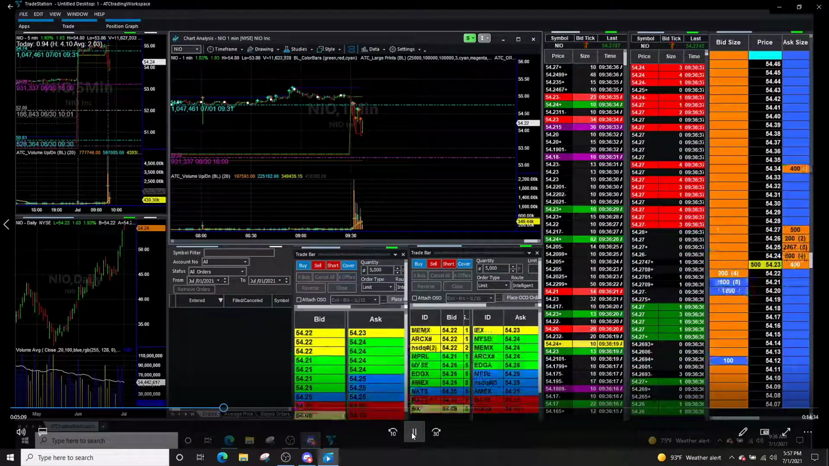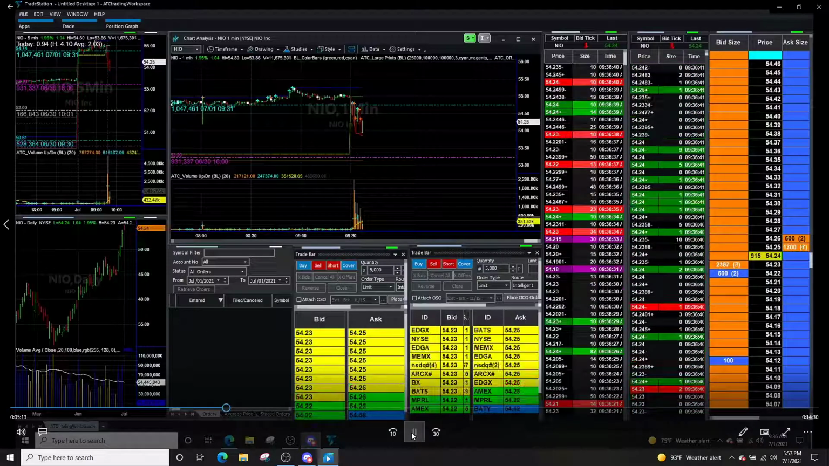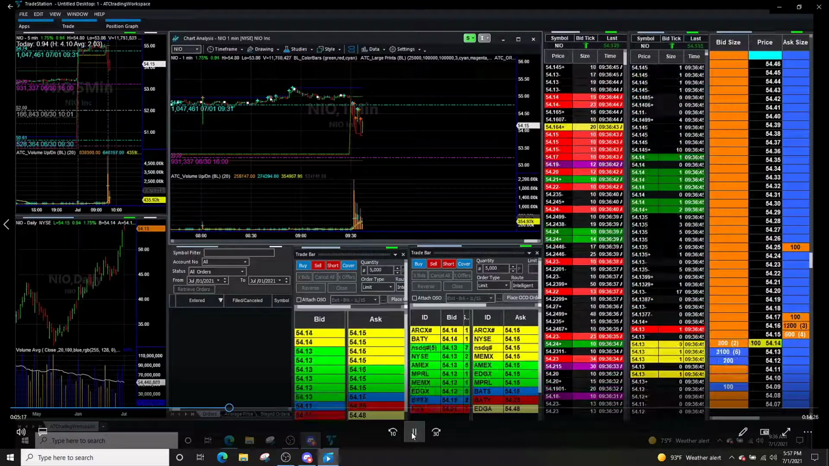Not expecting too much of a pull up. I would say I was thinking maybe 30 cents would be max, but nonetheless, we expected the pull up.